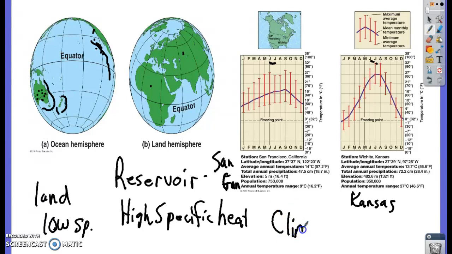Alright, this is what's called a climatograph. Okay, climatograph just means it shows climate or weather data, okay, and how it relates. And we have two things here. We have San Francisco, which is kind of hard to read there, but San Francisco, and we have Kansas over here.